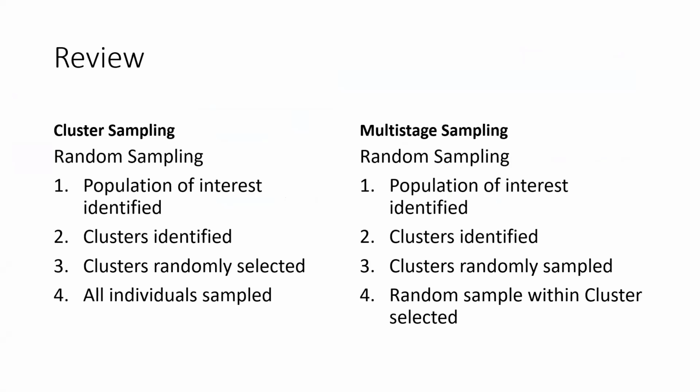Now let's compare and contrast the two really quickly, just so you can see the differences and similarities between them. First and foremost, both cluster and multi-stage sampling are forms of random sampling, so you'll be able to extrapolate your results to a larger population. Similarly, both start by identifying your population of interest, then both move on to identifying the clusters you want to focus on, then you randomly select from those clusters, but in cluster sampling, you're going to be sampling from all the people within those clusters, whereas within multi-stage sampling, you're going to be randomly sampling from that population within those clusters. There's a brief overview of cluster and multi-stage sampling.